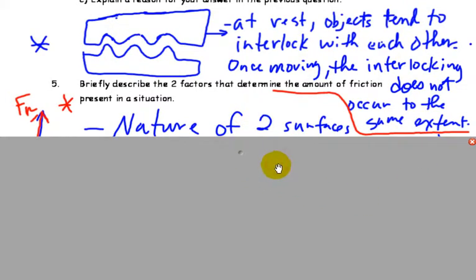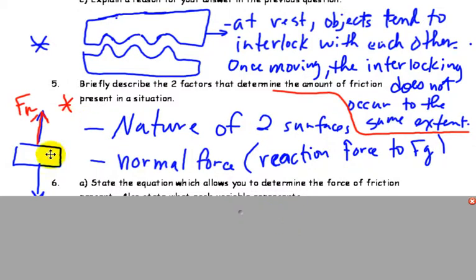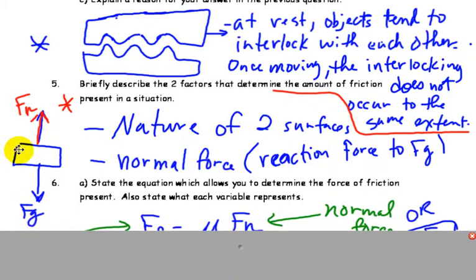Two other factors determine how much friction is present: the nature of the two objects themselves, so wood on wood, asphalt on rubber, etc., and also the normal force. If we're talking about an object that's flat on the ground, it's the force that opposes gravity. It's the force that the bottom surface is pushing up on the object so it doesn't go into the ground. So for example, with a table holding up a book, the normal force would be the force that the table exerts on the book.